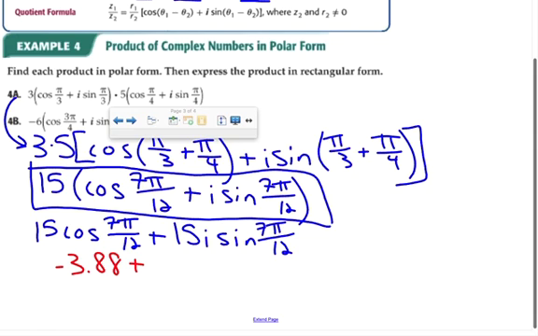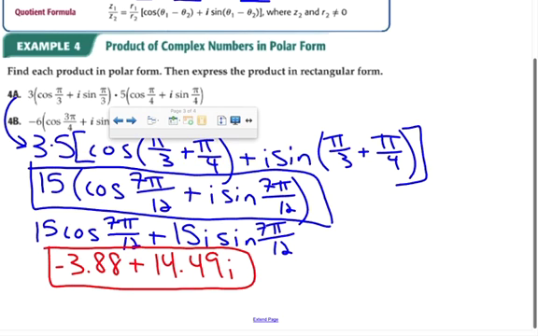plus, same 7 times pi divided by 12. This time I'm taking the sine of it and multiplying it times 15. And that's 14.49i. And that's the second part of the answer.